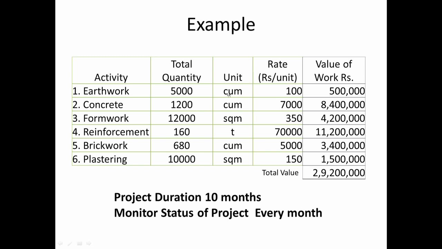So earthwork, for example, 5,000 cubic meters, concreting, formwork, reinforcement, brickwork. I have also given the unit rate, the cost per unit for the different items of work or packages, and based on this we have got the value of work and the total value of this project. I have also given you the project duration of 10 months, and we would like to monitor the status of the project every month.